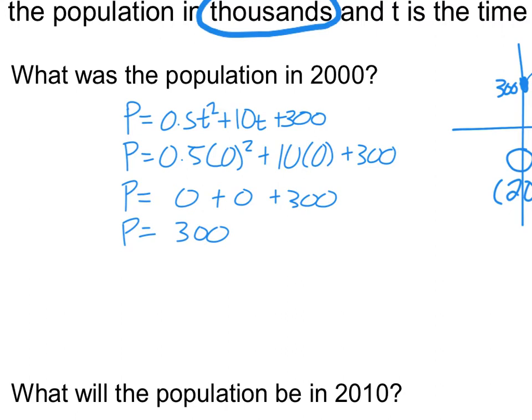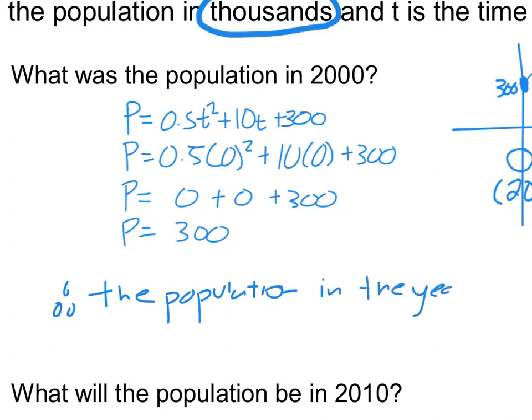So the population in the year 2000 is actually 300,000 people. So that's my starting point.